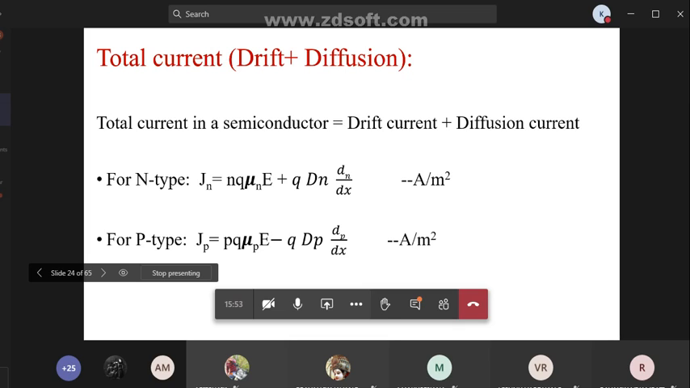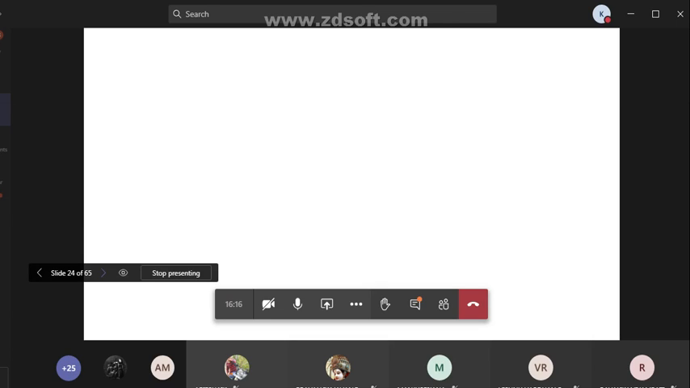That is for n-type material. Whereas in p-type material, the total current density can be written as Jp equal to p q mu_p E minus q D_p dp/dx. It is the combination of the drift current and the diffusion current. It is the total current in the PN junction diode.